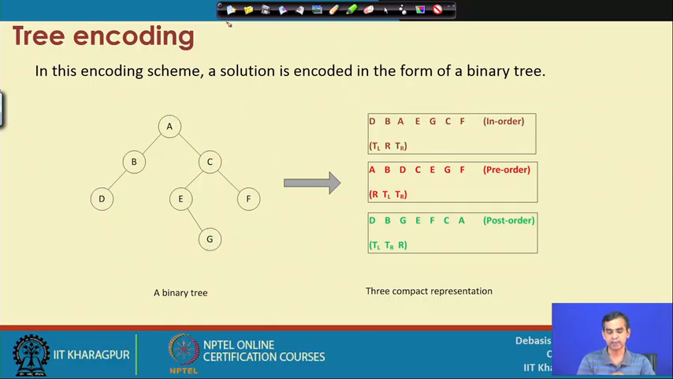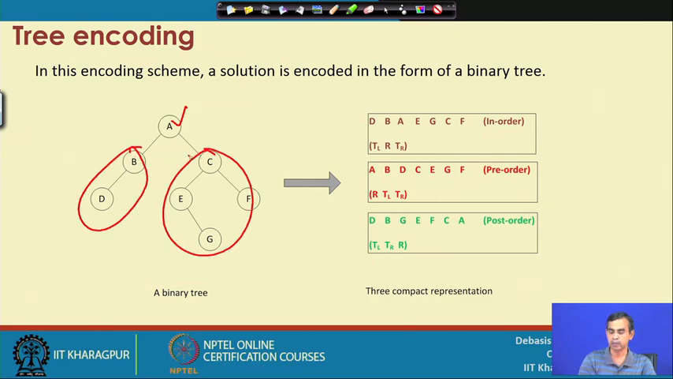Now, similarly, pre order traversal means we will visit this one first, then this one, and then this one. If we follow it, we visit this one first, then visiting this one means B first, then D. So, B, D.